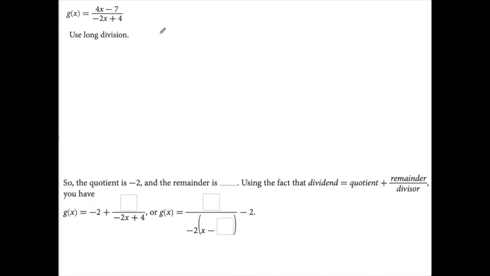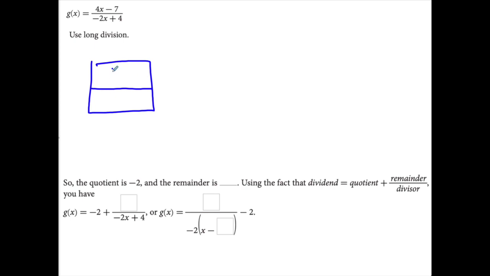So I've got 4x minus 7 over negative 2x plus 4. Let's see what we can do. So I'm going to use long division. Unfortunately, because of the negative 2x, I cannot use the bus method practically. So I'm going to use the box method. And I only need one column in my box.